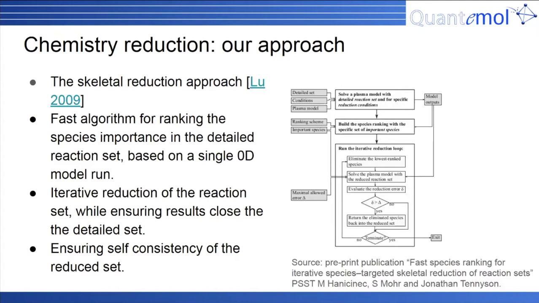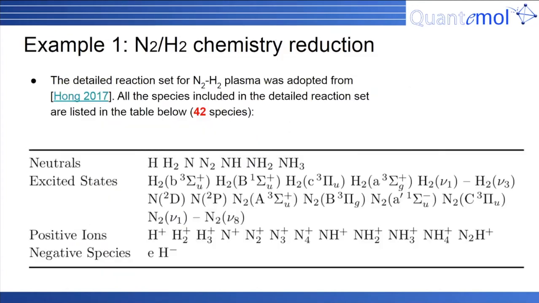And if you're interested in more details about this approach, we have submitted a paper about this to PSST, which is still in the review process, but you can contact us if you're, for example, interested in a preprint publication. And to show you how efficient this approach can be, let's look at an example of an N2H2 plasma, which is, for example, used for the atomic layer deposition of cobalt layers.